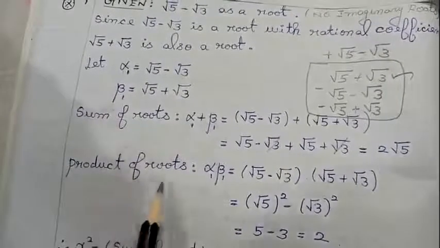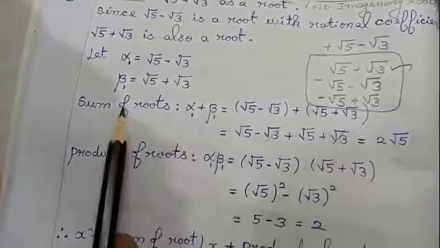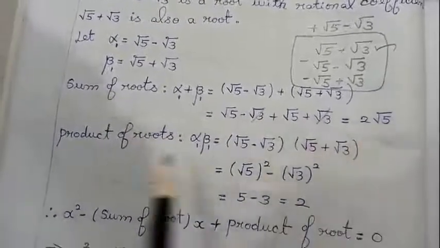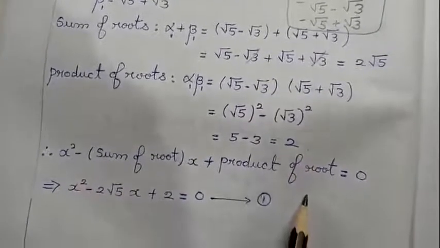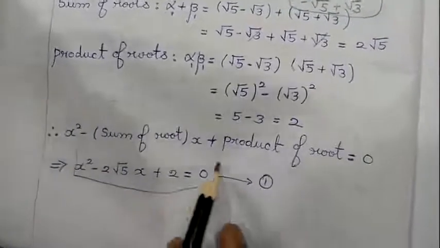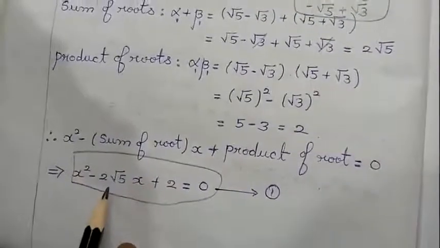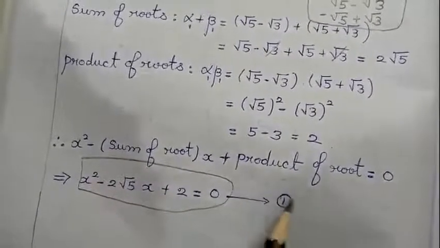Sum of roots and product of roots. You are going to do the calculation, students. After calculating, we are going to get the answer for sum of roots as 2 root 5. Product of roots is 2. You're going to use this formula for forming the quadratic equation. And the answer I'm getting here is x square minus 2 root 5x plus 2 equal to 0, which is going to be the first one.